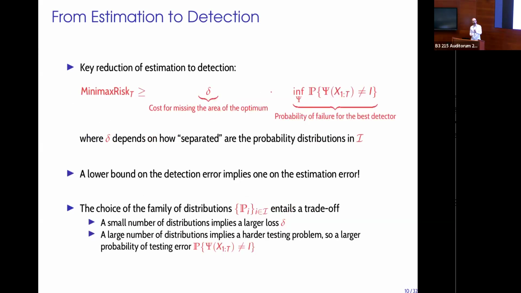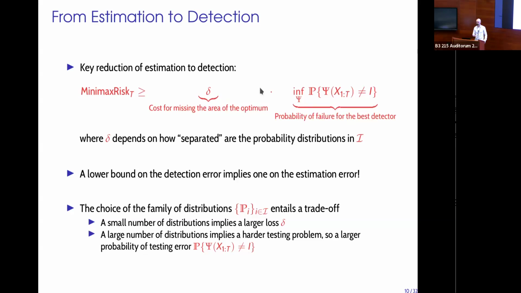Okay, so now what is the connection between this game and the minimax risk in optimization? The trick is the following: we will always lower bound the minimax risk as some delta, that essentially is the cost that you pay for the fact that your optimization algorithm was not able to detect the area of the optimum, multiplied by the probability of failure of the best detector. So you have here the infimum over all the detector functions that are out there of the probability that your detector algorithm is not able to detect the correct distribution.